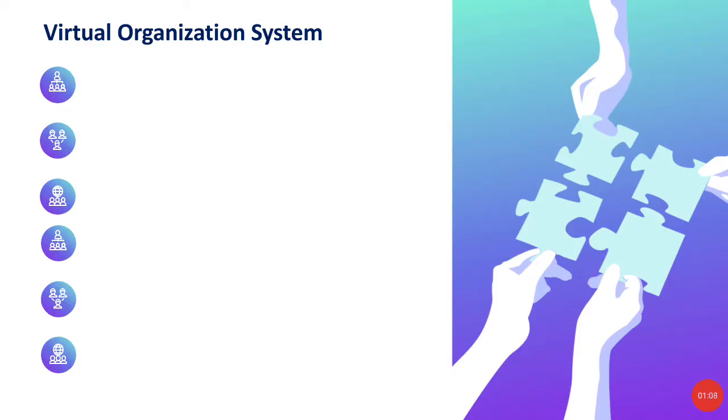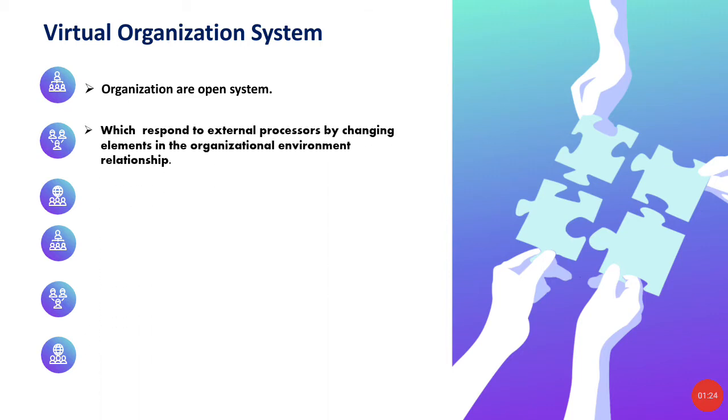So, after learning about virtual organization, let's learn about the virtual organization system. Organizations are open systems which respond to external processes by changing elements in the organization environment. Relationships, globalization, and technology changes are examples of the external environment.